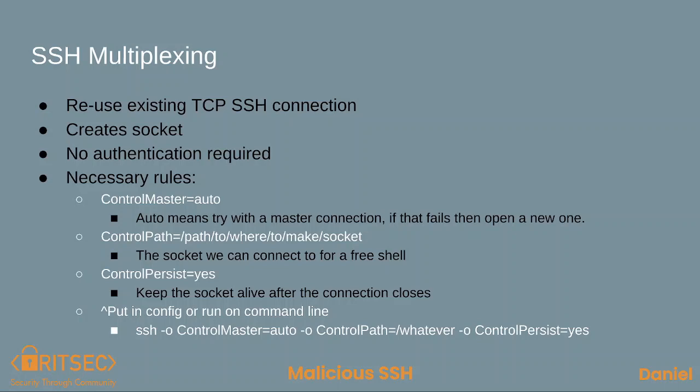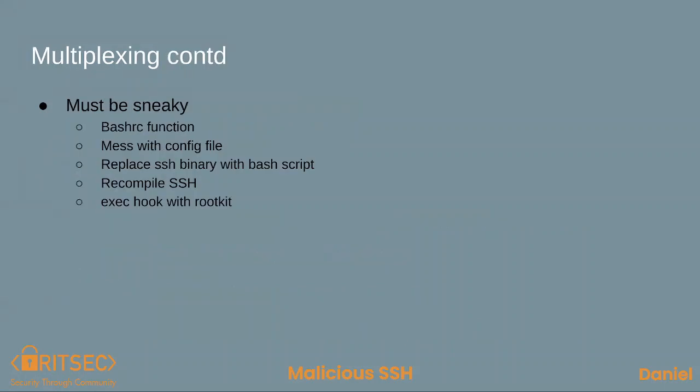But how can a red teamer do this and trick a blue teamer into running these SSH commands so that the stuff gets configured the way they need it to be? There are many different ways to do that. So let's look at some of those. We need to be sneaky. Obviously we can just create a bashrc function, but that's kind of boring, and blue teamers are definitely going to find that very quickly. They're looking at their bashrc file.